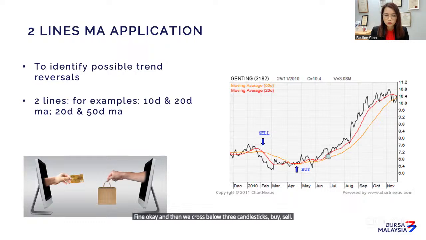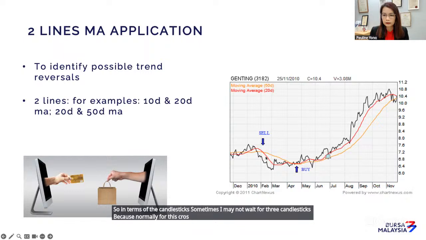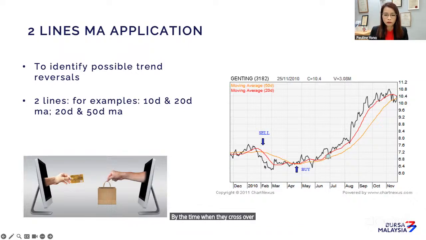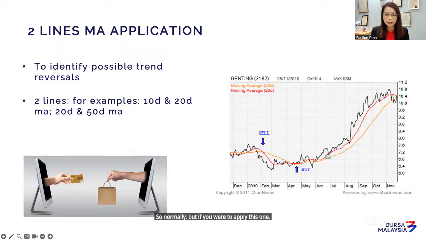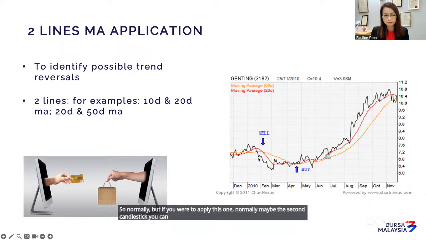Okay, in terms of the candlesticks, sometimes I may not wait for 3 candlesticks, because normally this crossover is already very lagging. This is a very lagging strategy. By the time they cross over, the price is already so far away. And if you wait for 3 more candlesticks, it's even further away. So normally, if you apply this one, maybe by the second candlestick you can pretty much confirm already, because otherwise it will be too far.